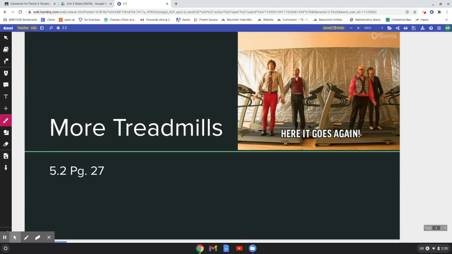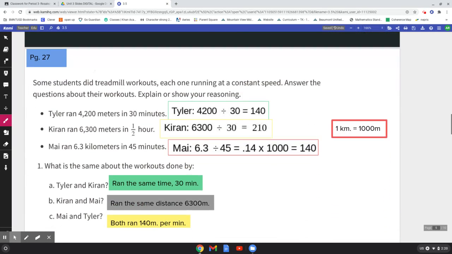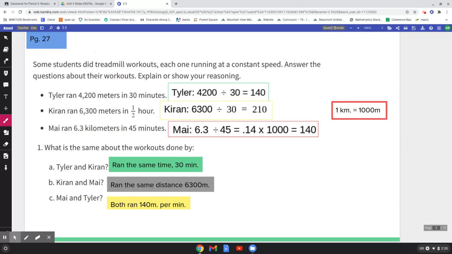So lesson 5, page 27 is where you should be in your book. So on page 27, it says some students did treadmill workouts, each one running at a constant speed. Constant speed means they never stop. So answer the questions about their workouts, and then we're going to show what we're doing here. So what I automatically did is I figured out what each kid was doing, right? Before I even started with answering number 1. That way the math was done.